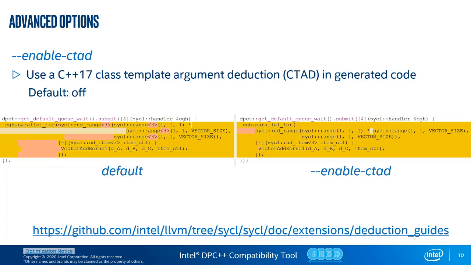By default, the compatibility tool generates code with class template argument deduction disabled. In case it is enabled via a specified option, the migrated code will use a C++17 style with no template argument for some SYCL types. Since the generated code uses C++17 features, to compile such code you would need a compiler with C++17 support enabled.